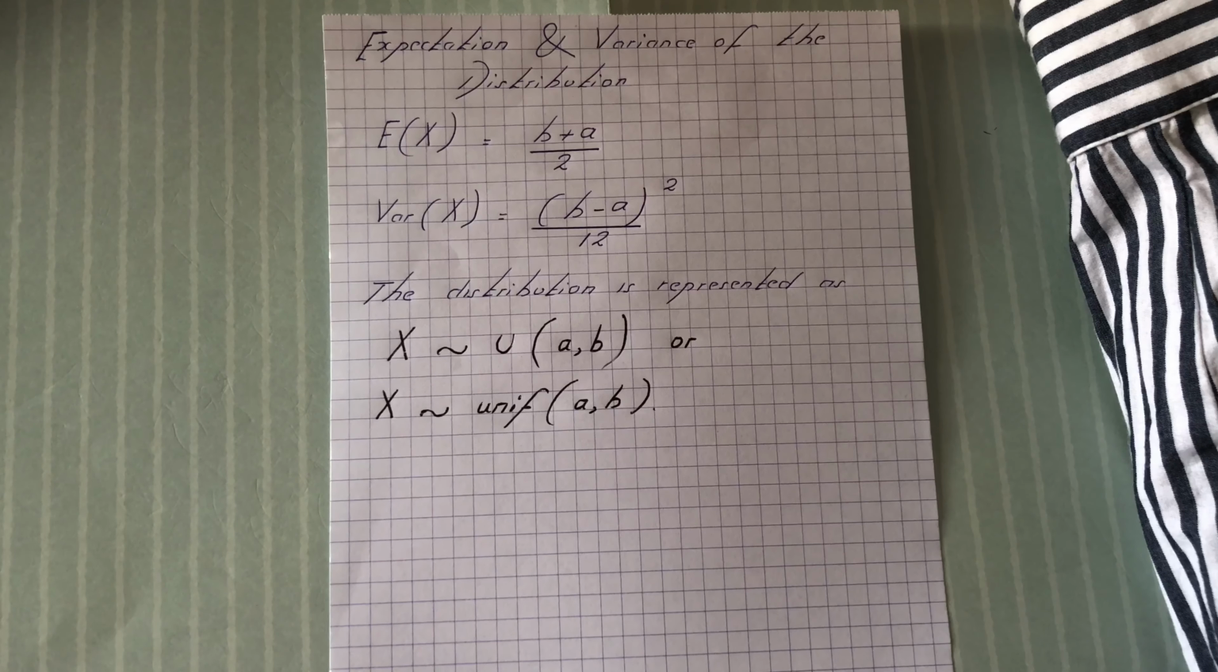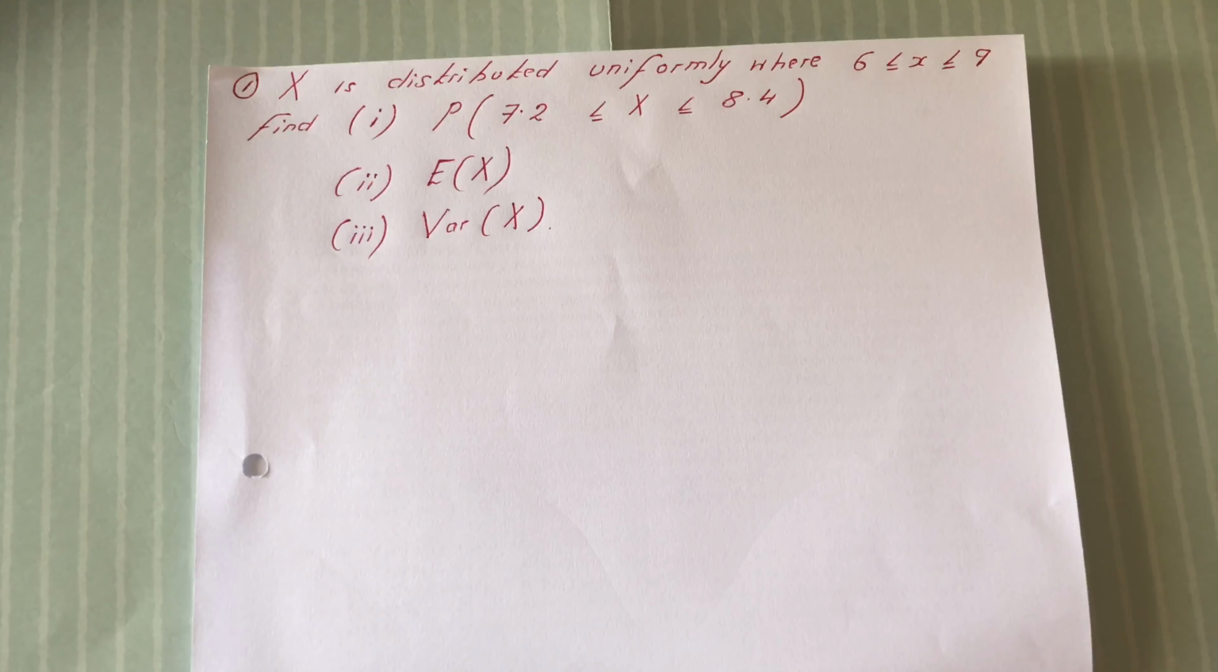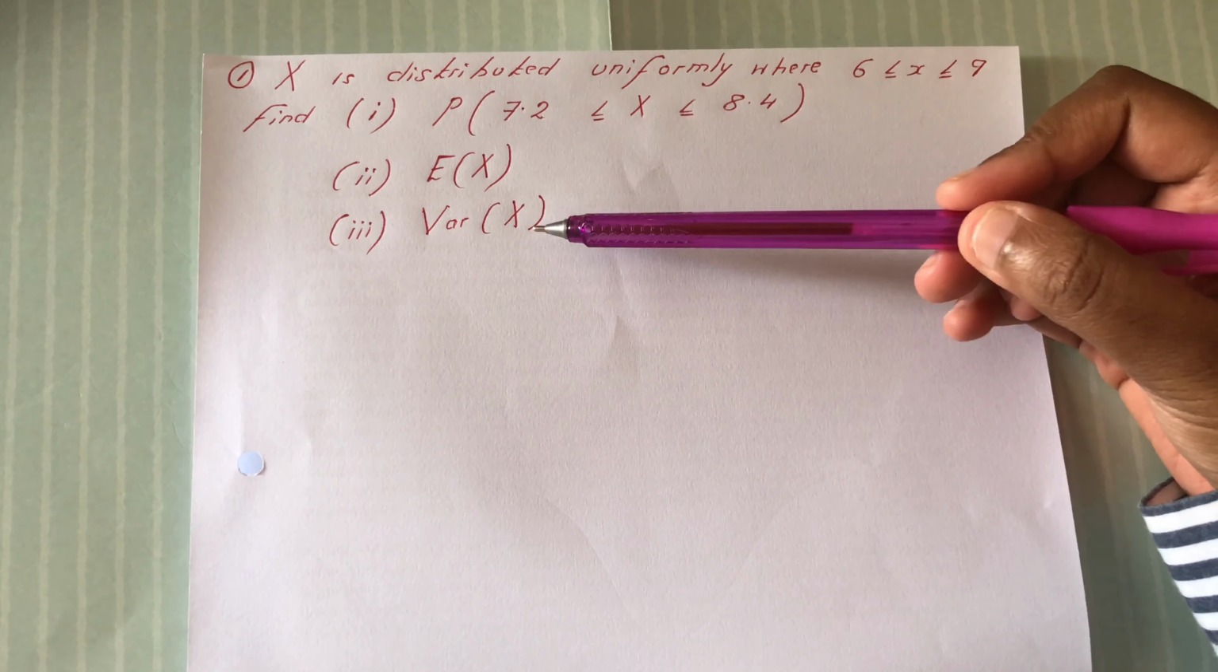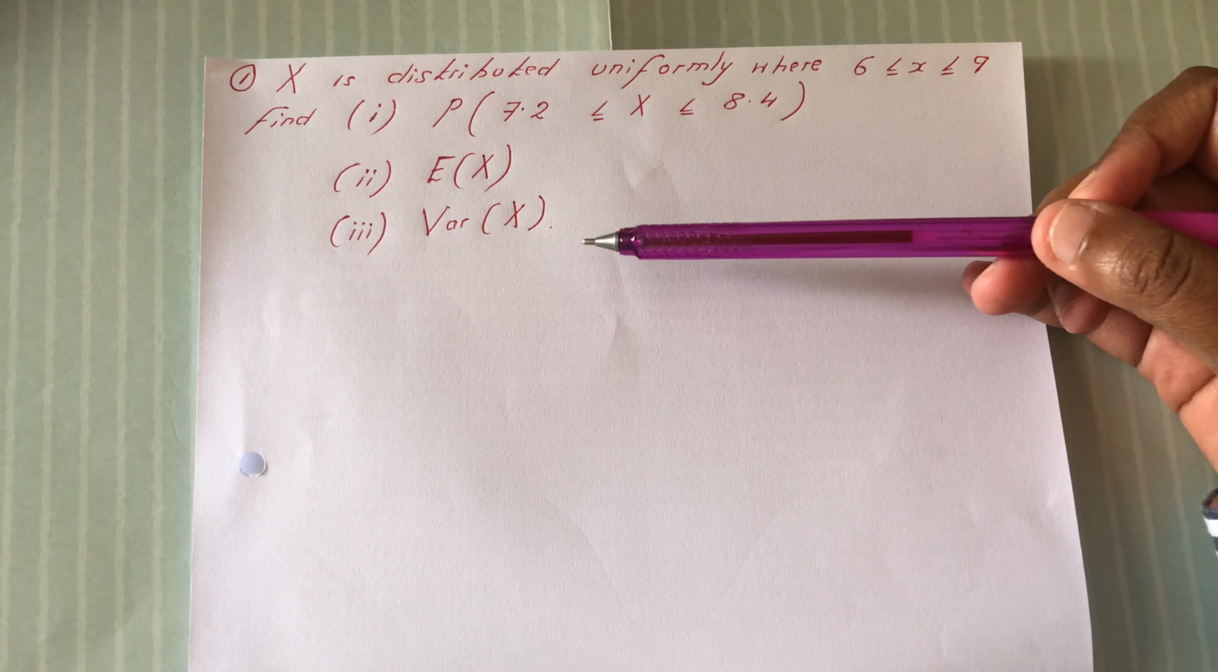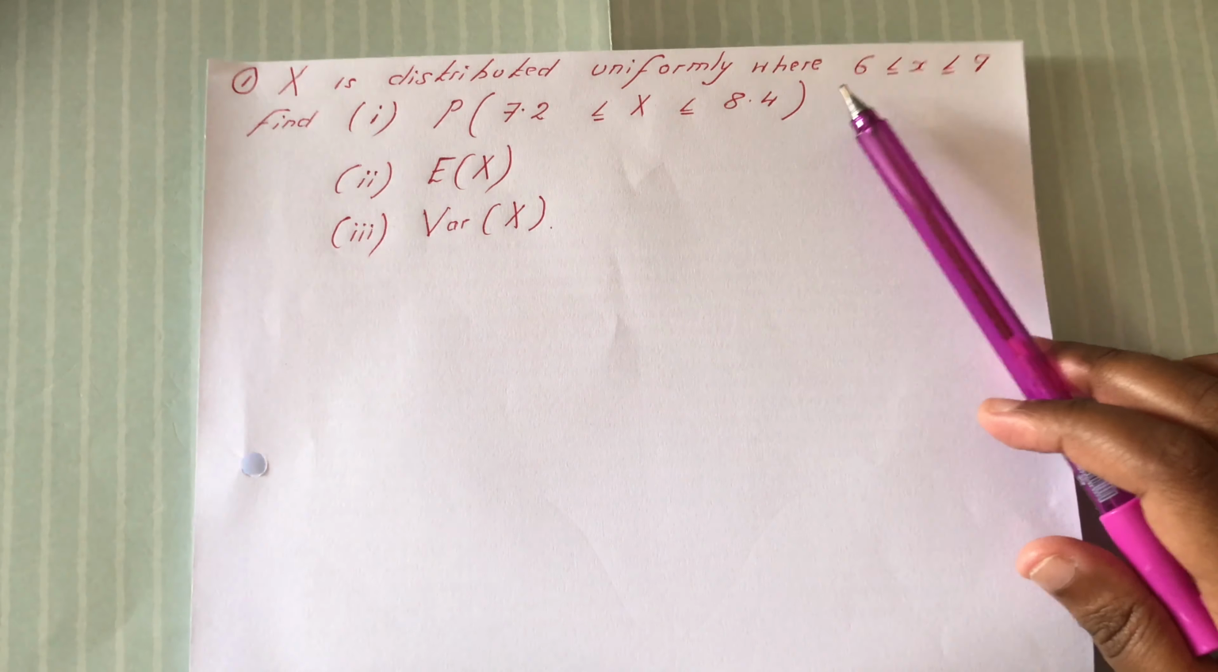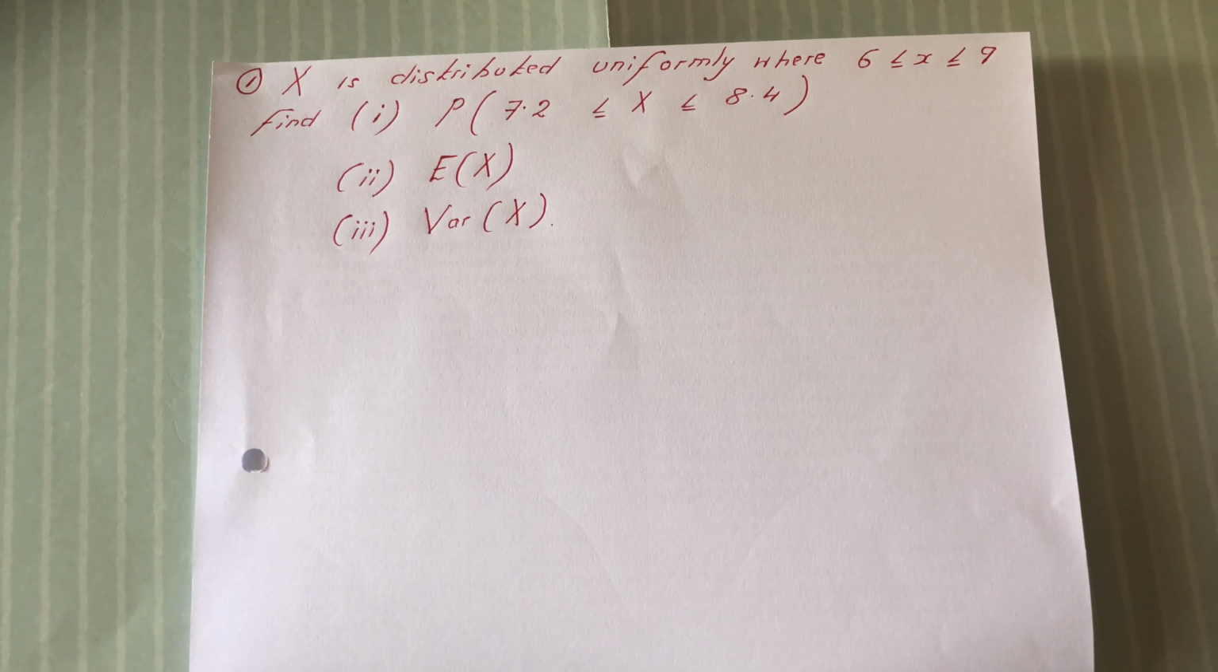So let's work out a few questions. We have a first question. X is distributed uniformly where x lies between 6 and 9. Find a probability, find the expectation, find the variance. So we know that a is 6, b is 9. Let's see how we answer these questions.